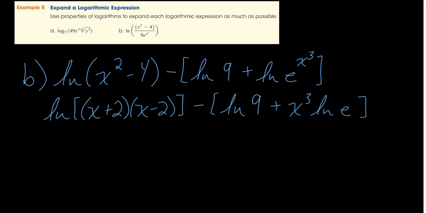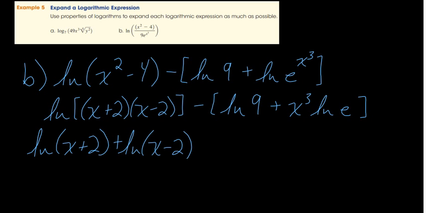I can proceed now with expanding this left side because we're multiplying there, so it turns into addition. So we're going to say the natural log of x plus 2 plus the natural log of x minus 2. And then we're going to put a minus sign here, keep that intact, natural log of 9, and then we can simply say plus x cubed, because we know the natural log of e is just 1, right? So now I'll keep that there, like this.